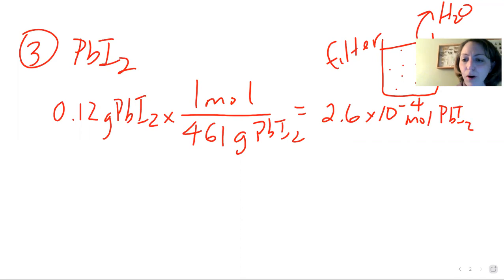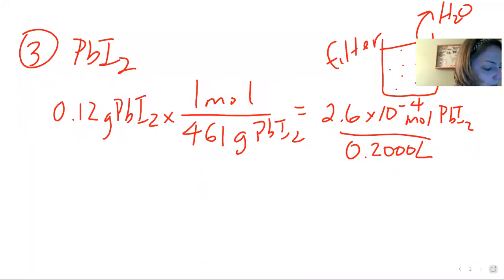Pro tip right here: don't forget that everything has to be in concentration. So it's fine that I have the moles, but I have to remember to divide that by the total volume. It said 200 mL of saturated lead iodide solution. Just remember also the word saturated means that the system was at equilibrium. So put it over this many liters.